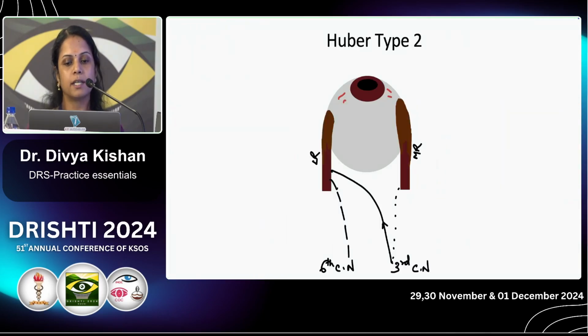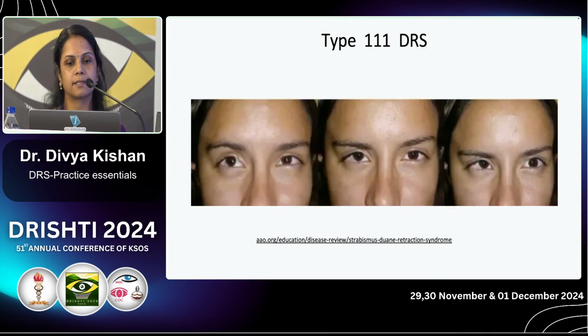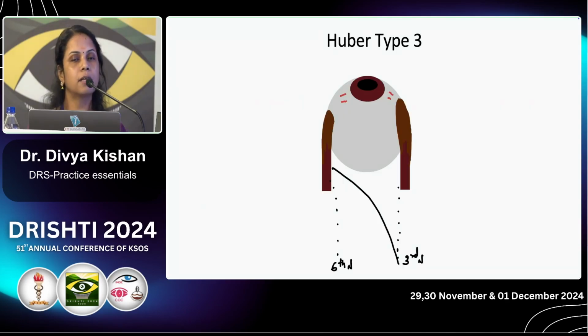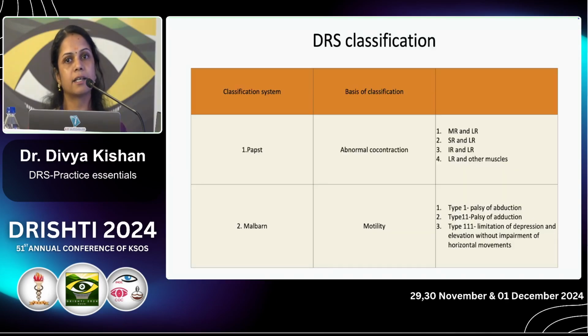This is type 2 DRS. In type 2 DRS, what you see is the adduction is more affected than abduction. That is because the third nerve fibers, more of it supplies the lateral rectus, and the sixth nerve innervation is also decreased. In type 3 DRS, as we can see, the third nerve completely supplies the lateral rectus and there is no innervation to the medial rectus. So both adduction and abduction are restricted in this particular case, and adduction causes narrowing and retraction of the palpebral fissure.